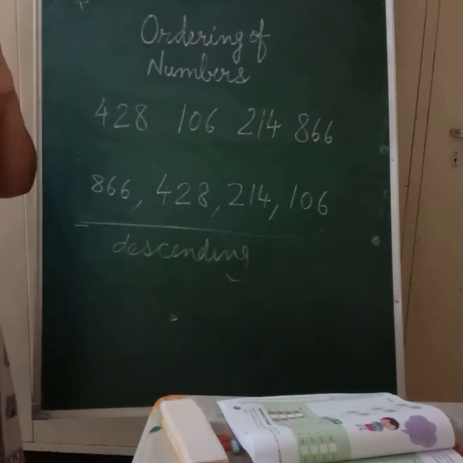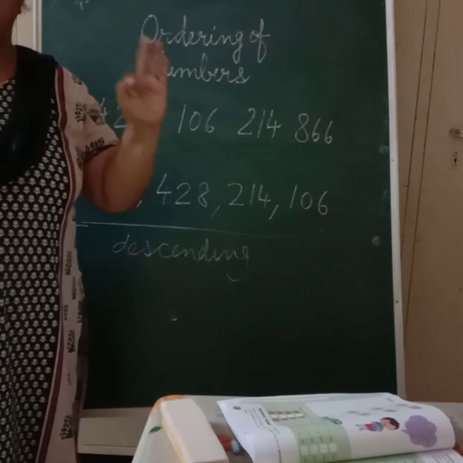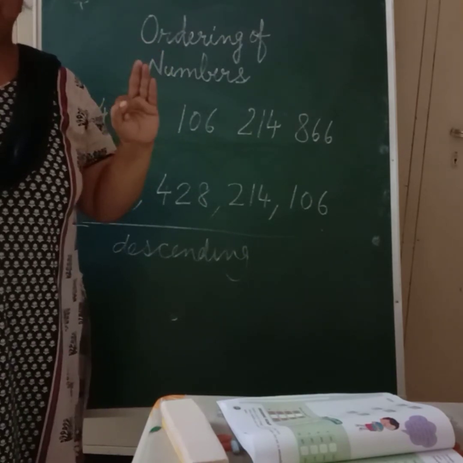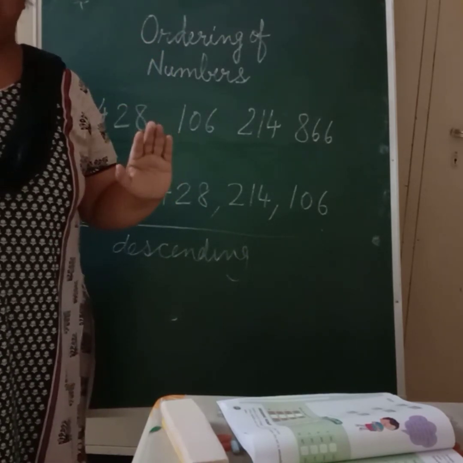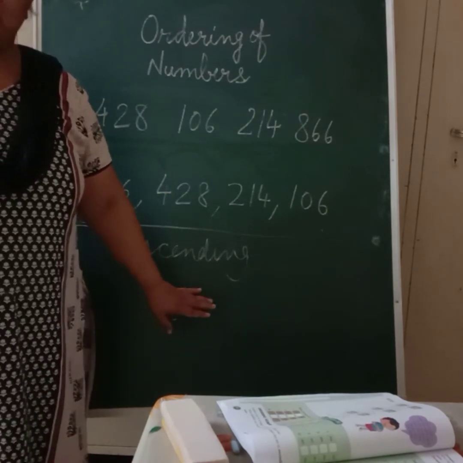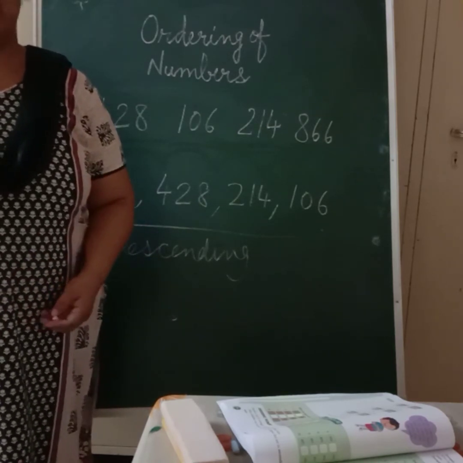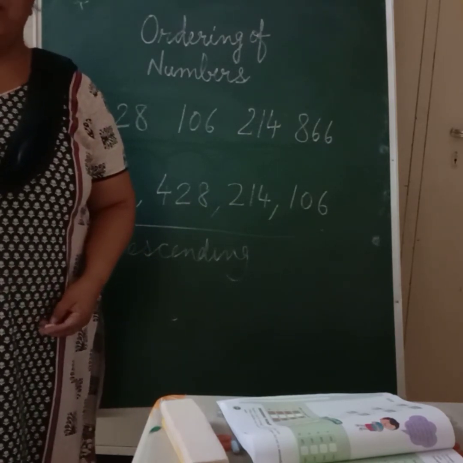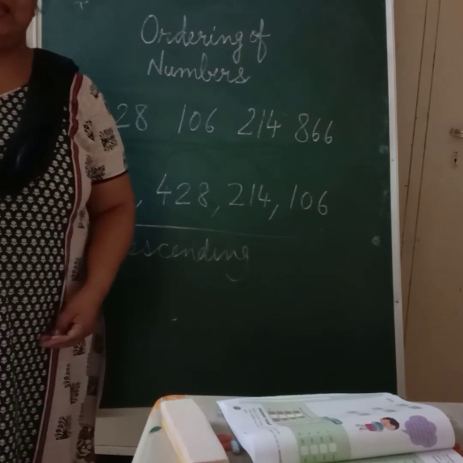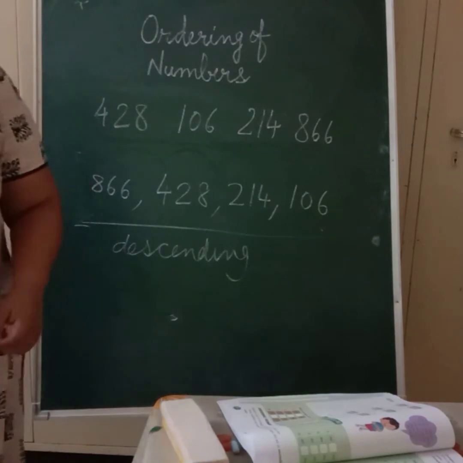So now you know the abacus, comparison of numbers, ordering of numbers. In this way we finish chapter 2, and I will give you lots of practice for this. Now you understood the concept, you have to follow the concept and solve the book exercises. Okay? I hope you understood the chapter very nicely, and you will be able to solve the book exercises too.